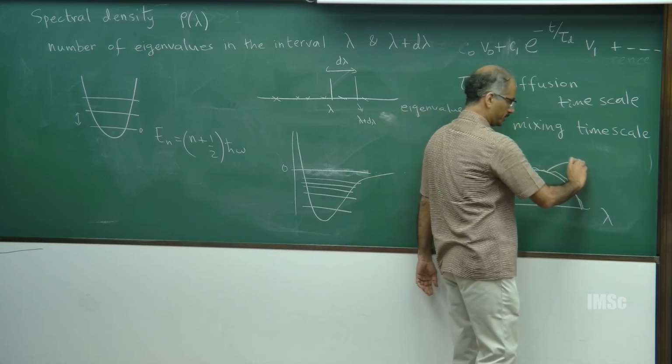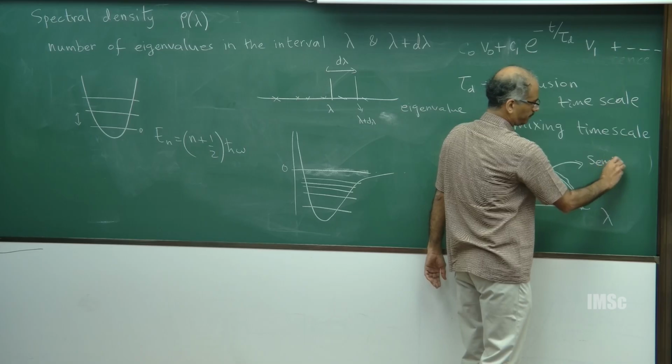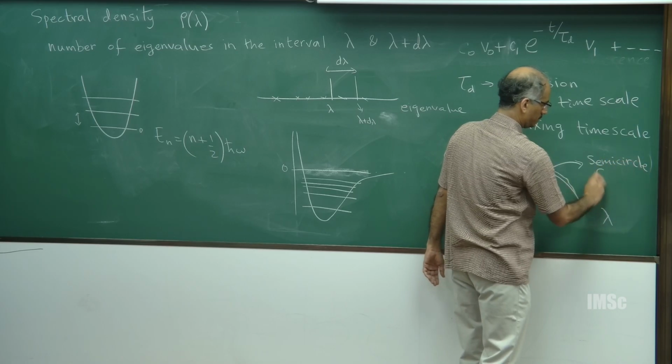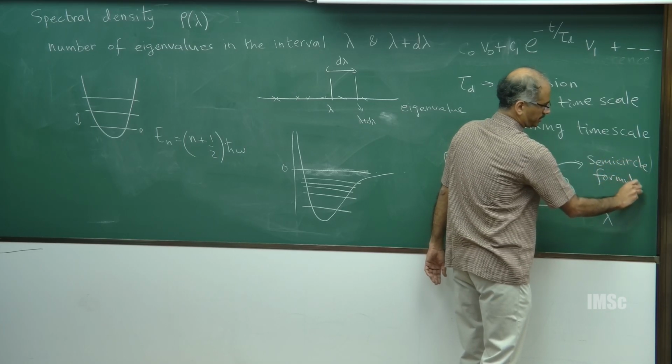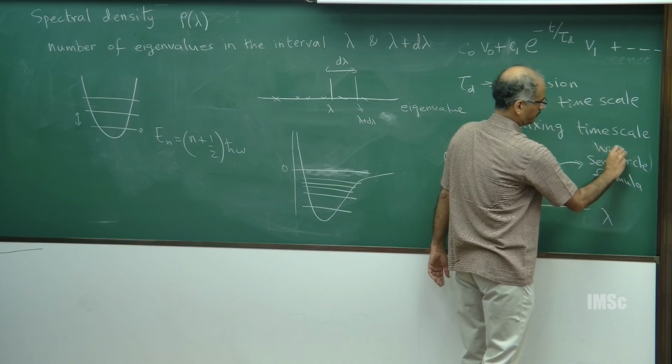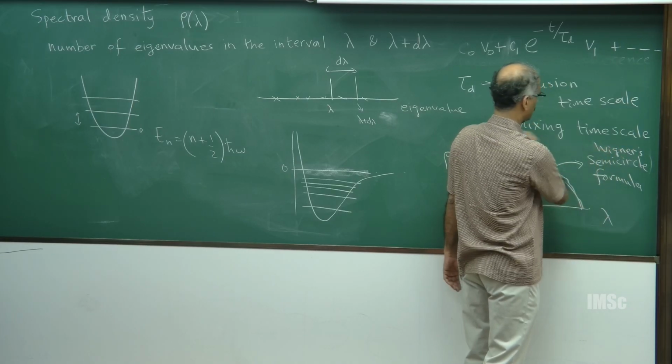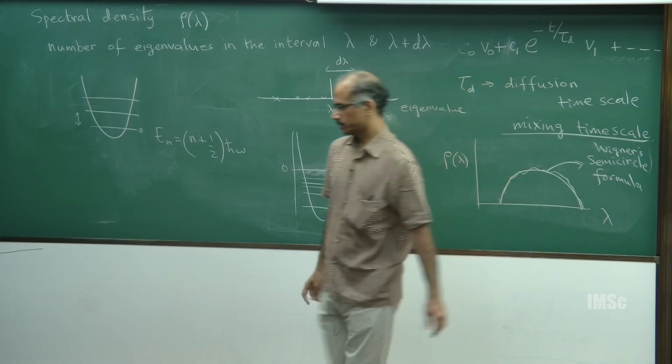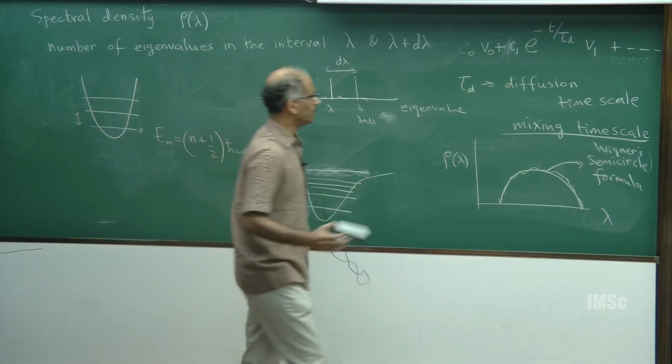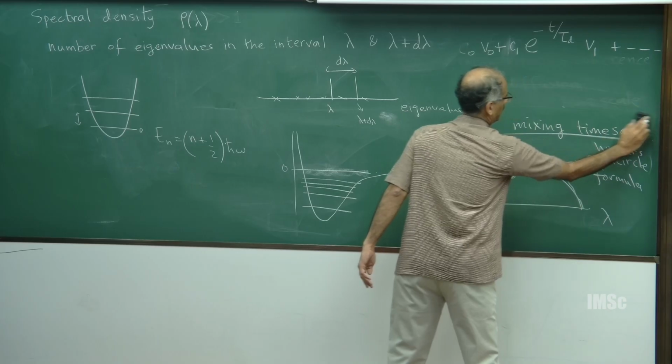This is called the semicircle formula, or Wigner's semicircle formula. Where does this come from? This Wigner's semicircle formula actually comes from random matrix theory.